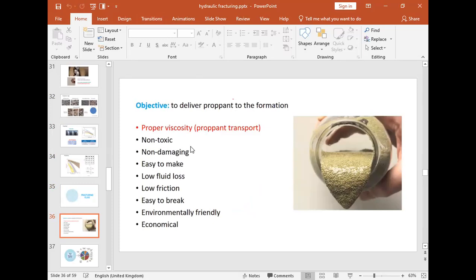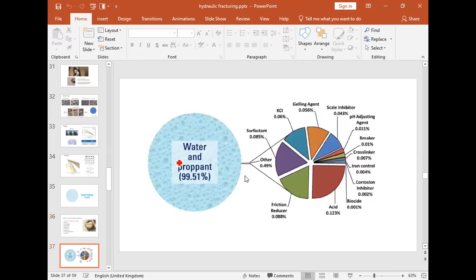So there are various characteristics of this fracturing fluid. We are talking about proper viscosity. It should be non-toxic, non-damaging, easy to use, low fluid loss, low friction, and all of that. So generally, this fluid is made up of water and other chemicals. It's made up of proppant, you may have surfactant, you may have KCl, the gelling agent, the scale inhibitor, the pH adjusting agent, and all of that. So all of these parameters are coming in depending on the analysis of the system.